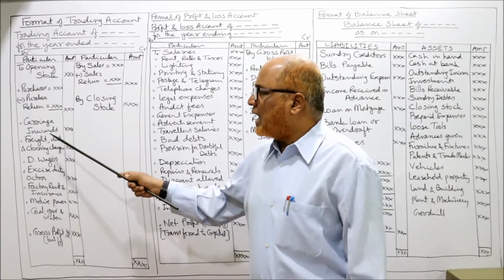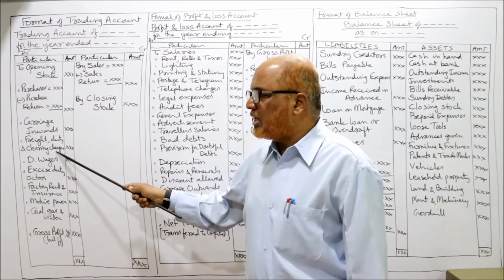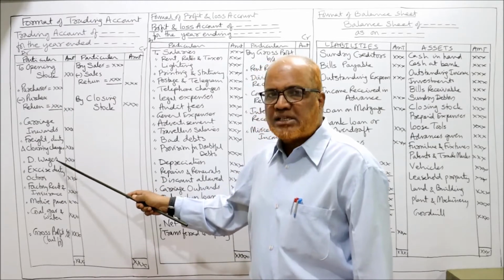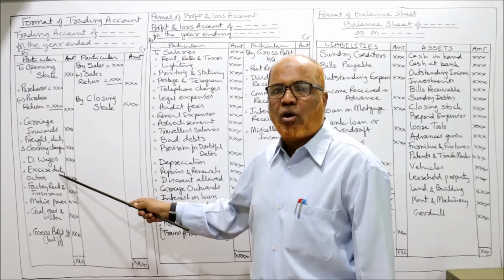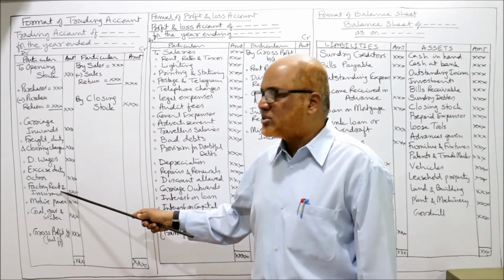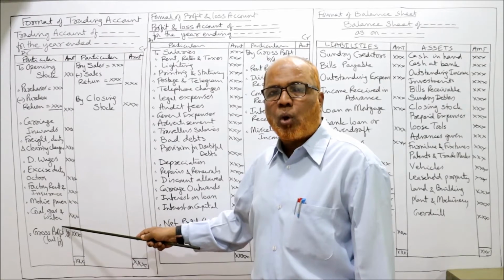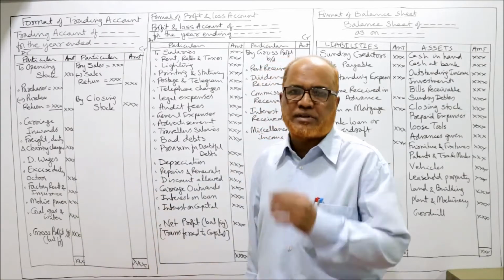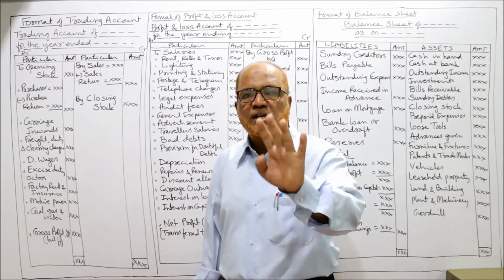Again I repeat: carriage inward, freight duty and clearing charges, direct wages, excise duty, customs duty, octroi, then factory rent, insurance, factory lighting, etc. Then motive power, coal, gas and water. These are a few expenses you have to remember. First 4 items are compulsory.